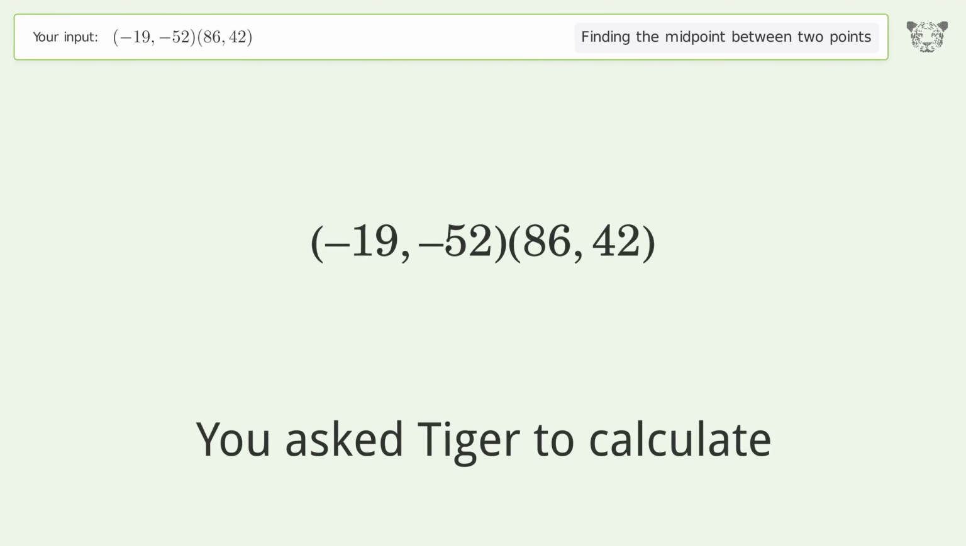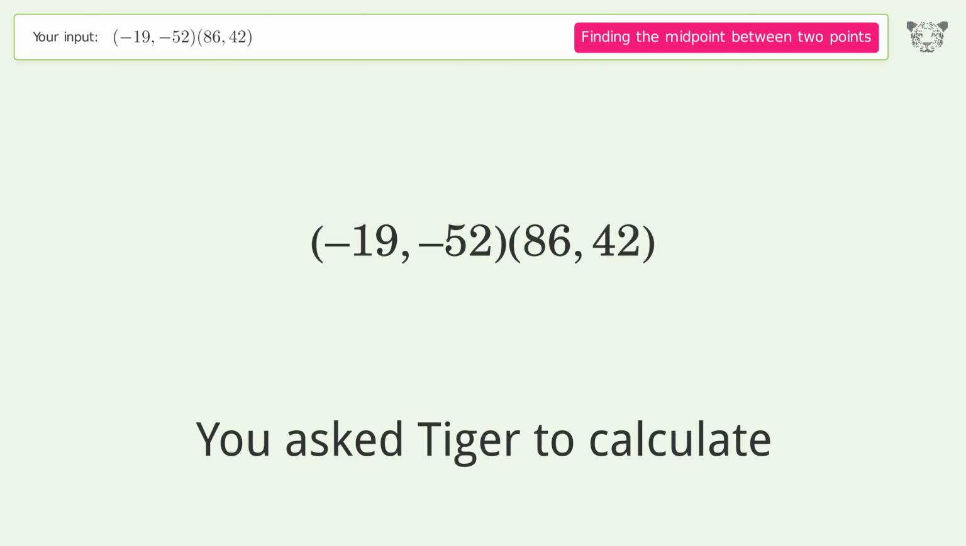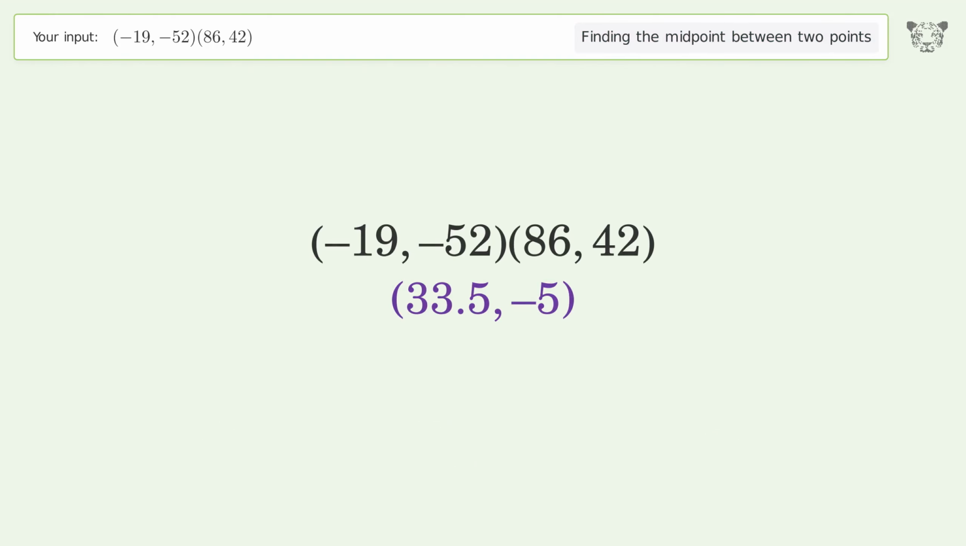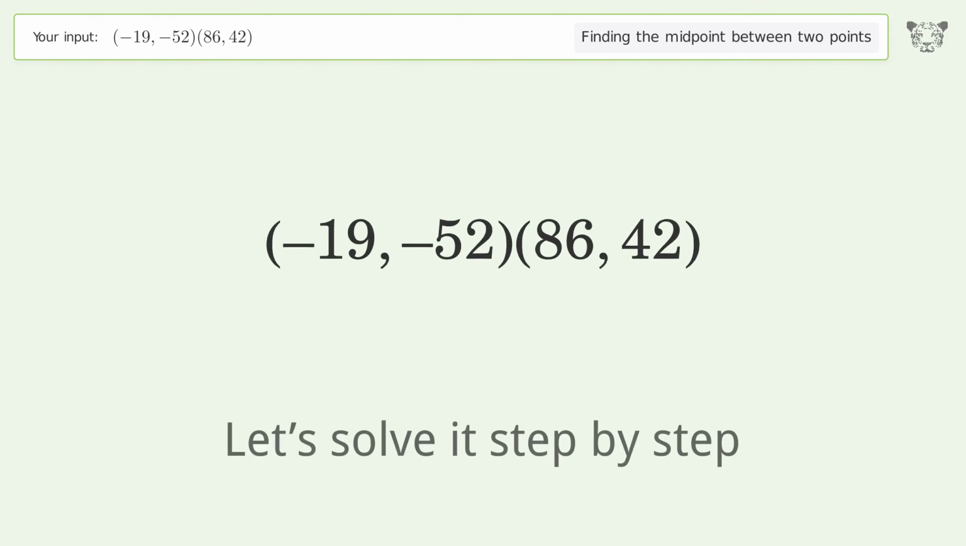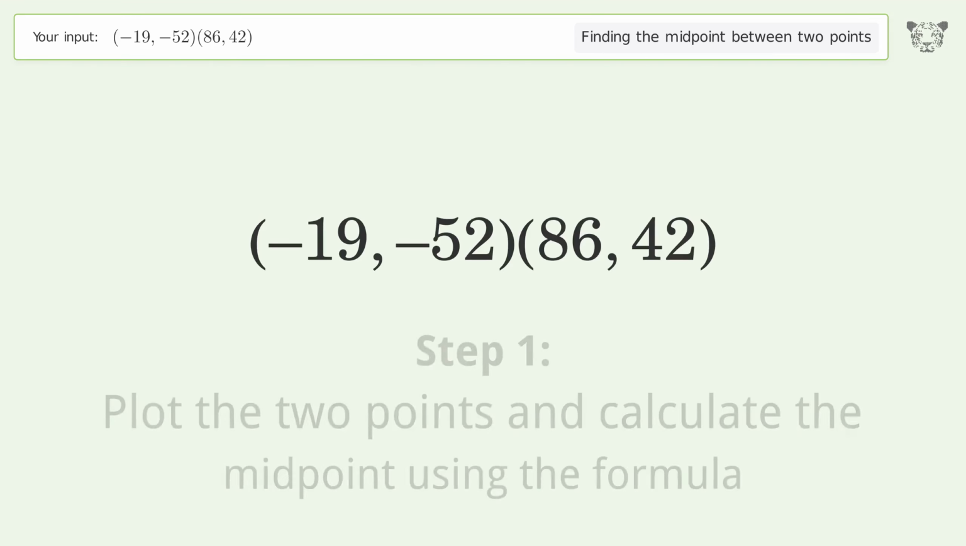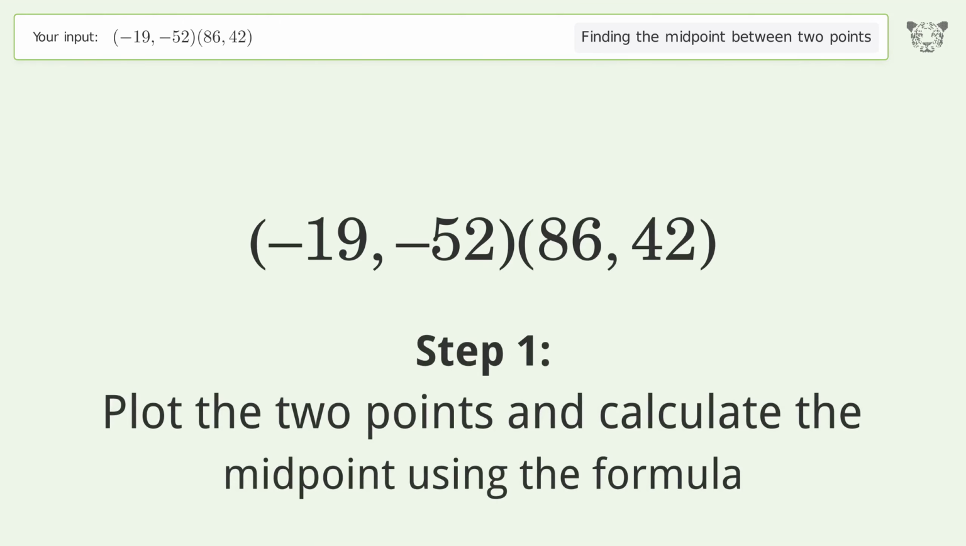You ask Tiger to calculate. This deals with finding the midpoint between 2 points. The midpoint between the 2 points is 33.5, -5. Let's solve it step by step. Plot the 2 points and calculate the midpoint using the formula.